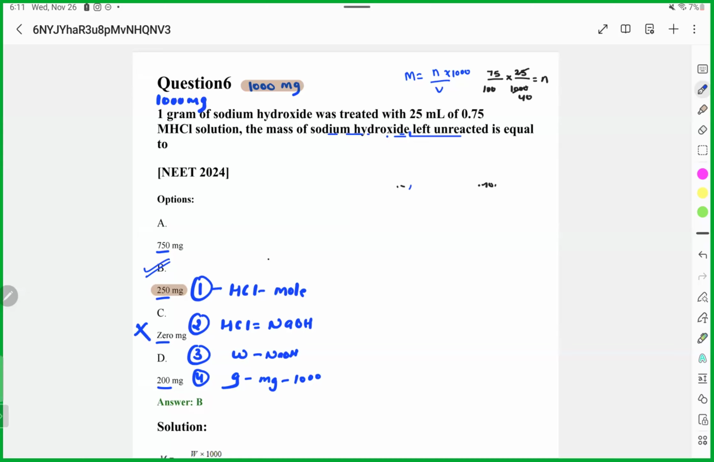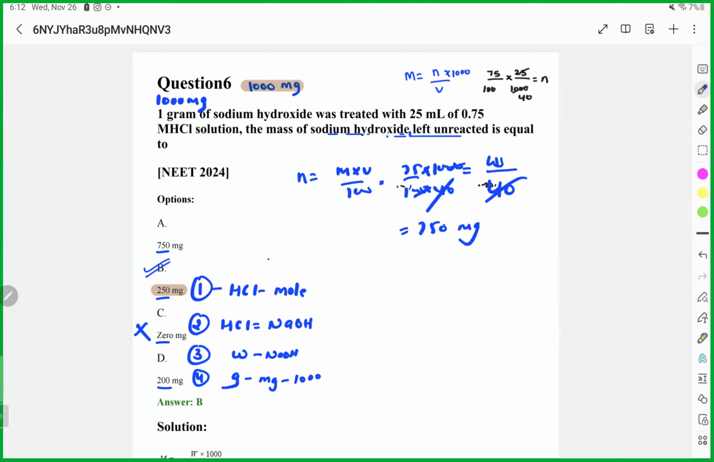Now I have to check the number of moles. The number of moles of HCl is the molarity multiplied by volume divided by 1000, so it will be 75 by 100 multiplied by 40. This HCl mole is also equal to the NaOH mole. NaOH mole is W by 40. This cancels, you can calculate the W amount here. And if you multiply by 1000, 20, 20 cancel, it will be 750. Tell me how much time I took to finish it.